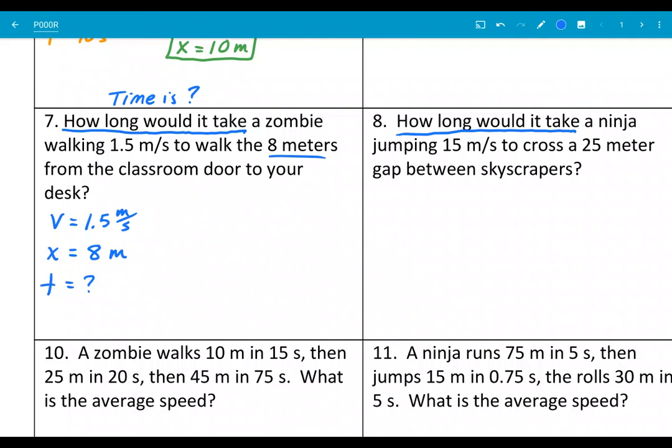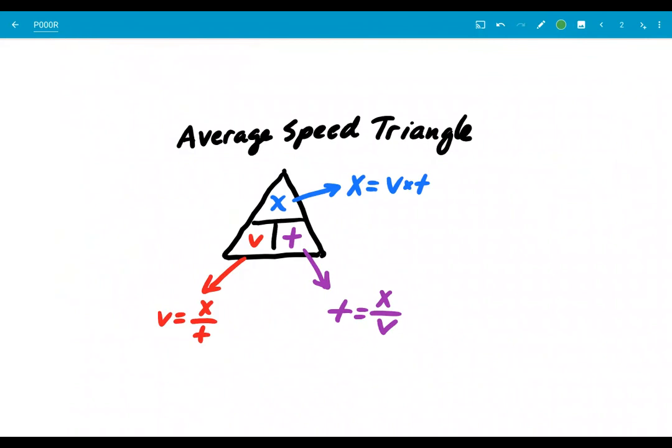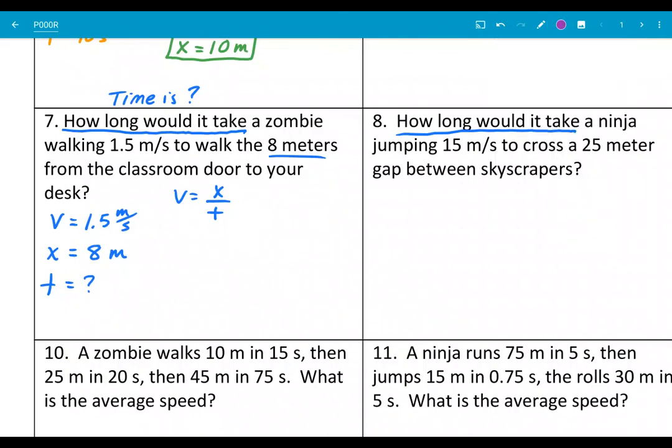Okay, always write down the formula, v equals x divided by t. Okay, if you're not comfortable with doing it that way, then you could write it down in the alternate form, which, if we're looking for time, is x divided by v. So let's use the purple just like that. T equals x divided by v. Anyways, make your substitutions. V is 1.5, x is 8, and time is unknown, so that's t.